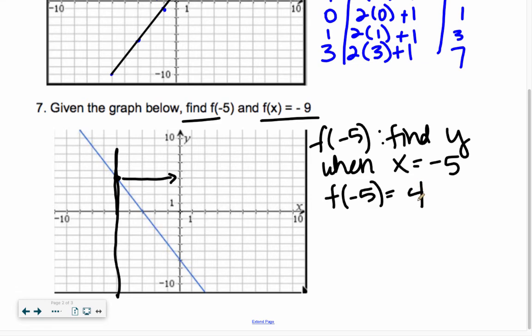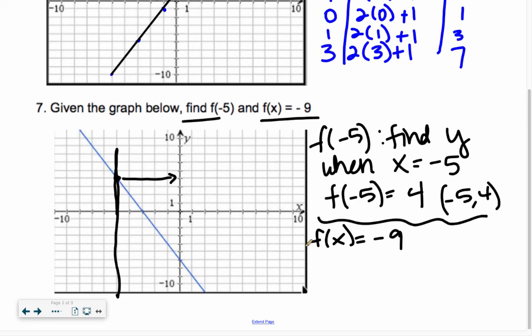That means the y value 4 goes with the x value -5, which means in a table or as an ordered pair, it would look like this. That's the ordered pair. Okay, so f of -5 means find y when x is -5, because this is where the x goes. All right, and the next one says f of x equals -9. So what is f of x? F of x is y. So this means y equals -9.